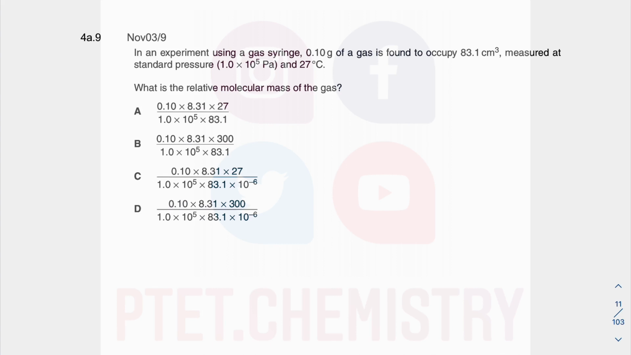So this is a continuation of this topical MCQ on what I classify as topic 4, that's under states of matter and all those gas laws as well as the ideal gas equation.